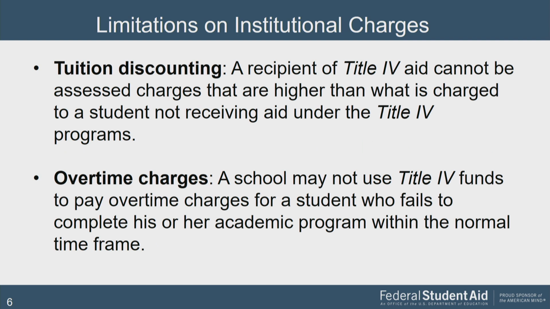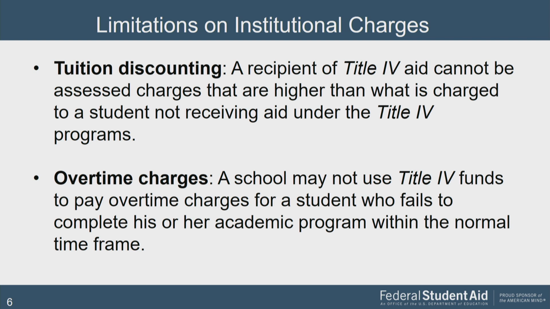So there are also some limitations on institutional charges, specifically on how you can charge students in some very limited circumstances. And just as a disclaimer, in general, the department does not regulate how you charge students, but these are two very specific exceptions to that rule that apply when you have institutional charges for students. So the first one is a restriction on how you discount tuition. You can't have a system for discounting tuition that results in Title IV recipients being charged a greater amount than what other students who don't receive aid are charged.